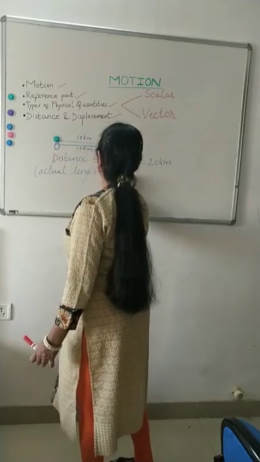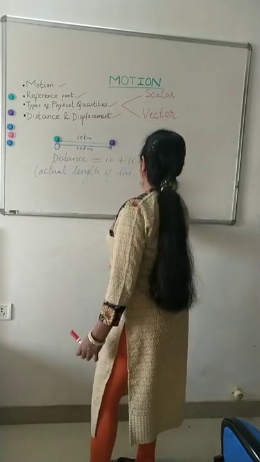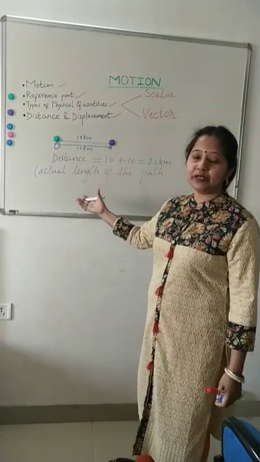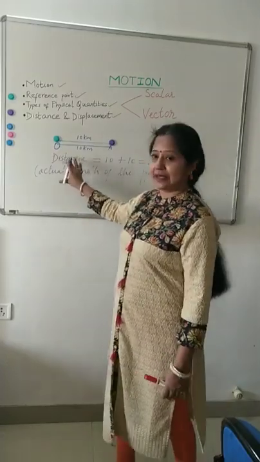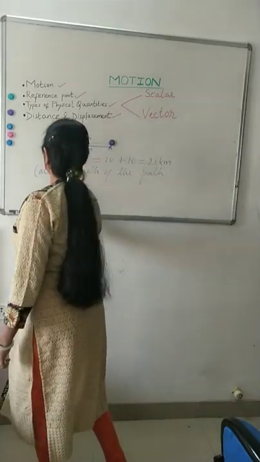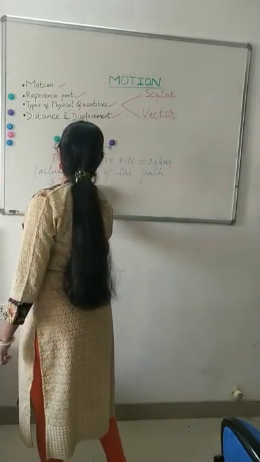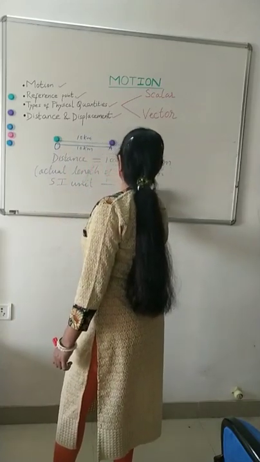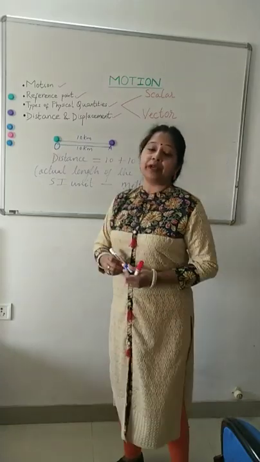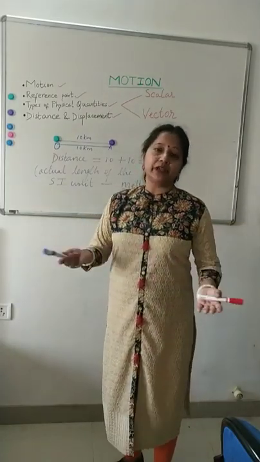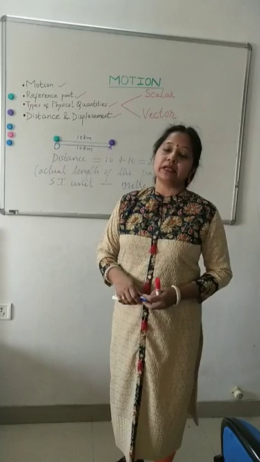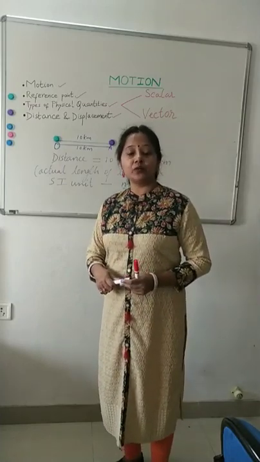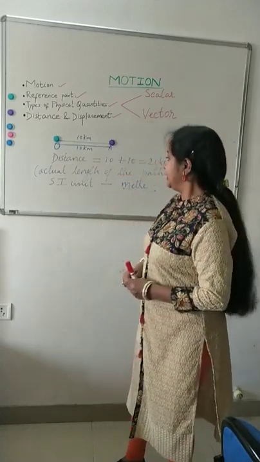Actual length of the path travelled by an object or by a person. It is a scalar quantity. The SI unit of distance is meter. You can measure distance by using some other units also, like smaller units like centimeter, millimeter, or you can use bigger units like kilometers, miles, etc.